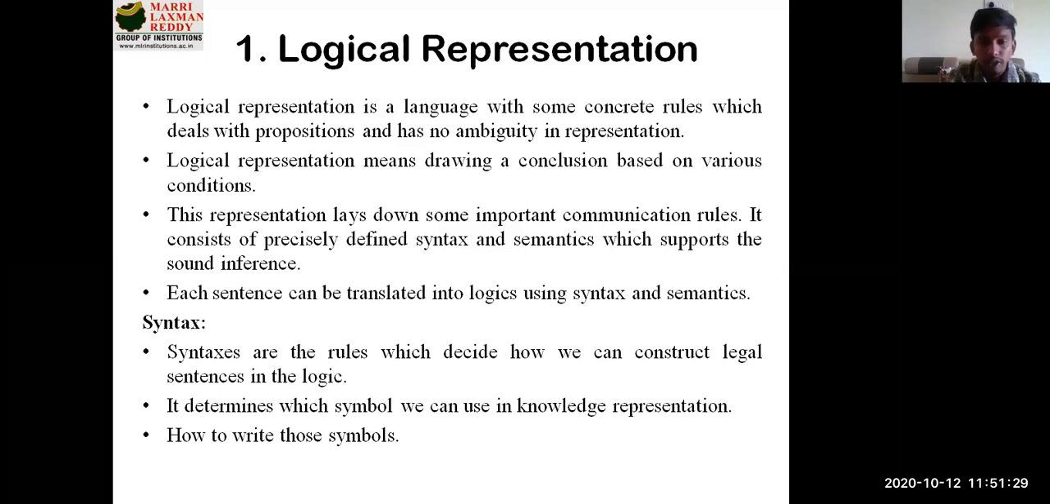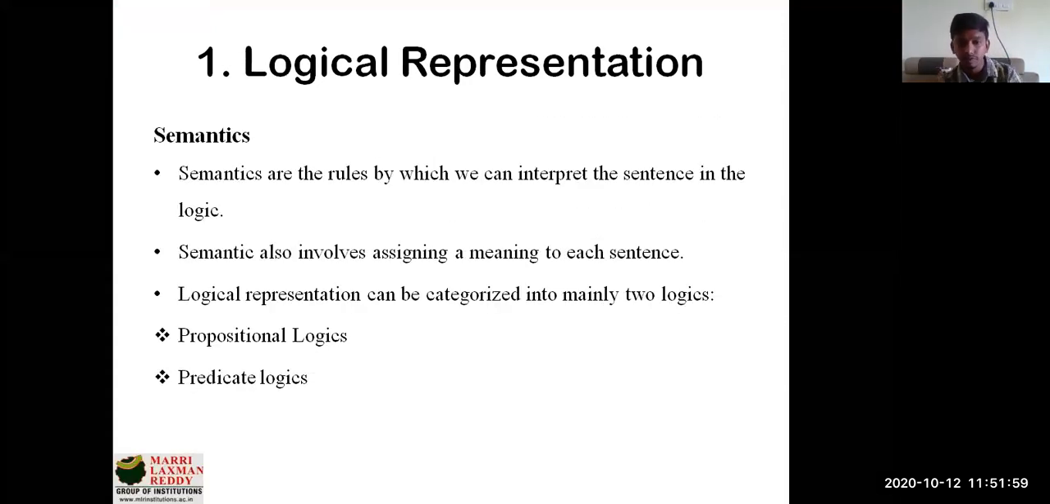Talking about syntax, everybody knows what syntax is in programming. Syntax is the rules which decide how we can construct legal sentences in logic. We need to understand how to write those symbols and how to use them according to the given statements or premises. In the same manner, we can represent knowledge using symbols in knowledge representation.